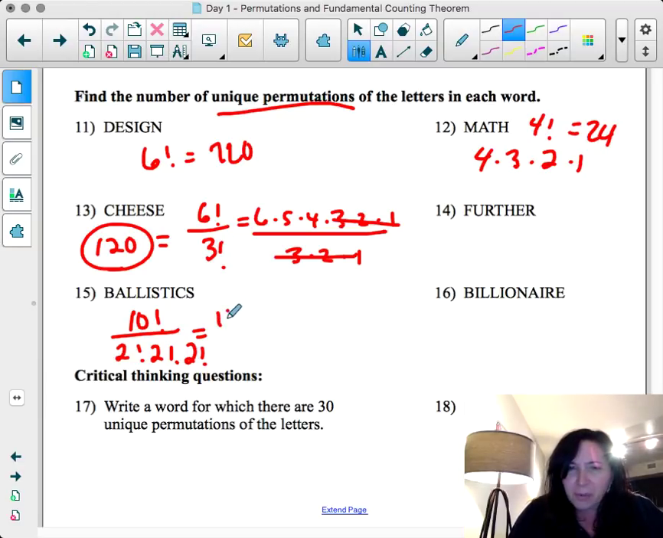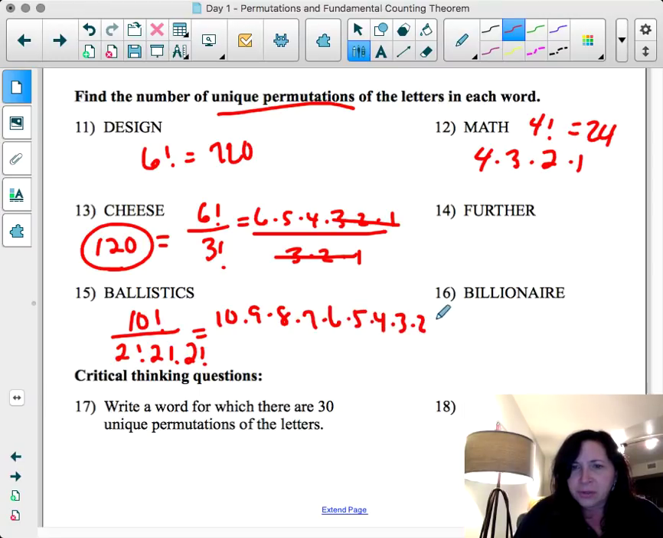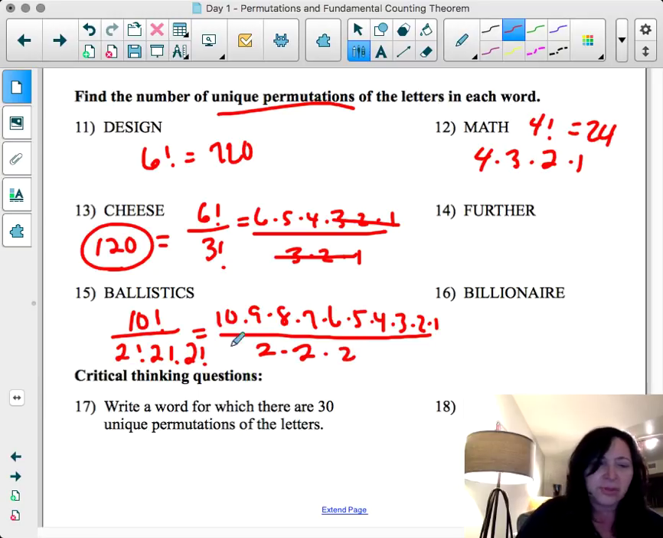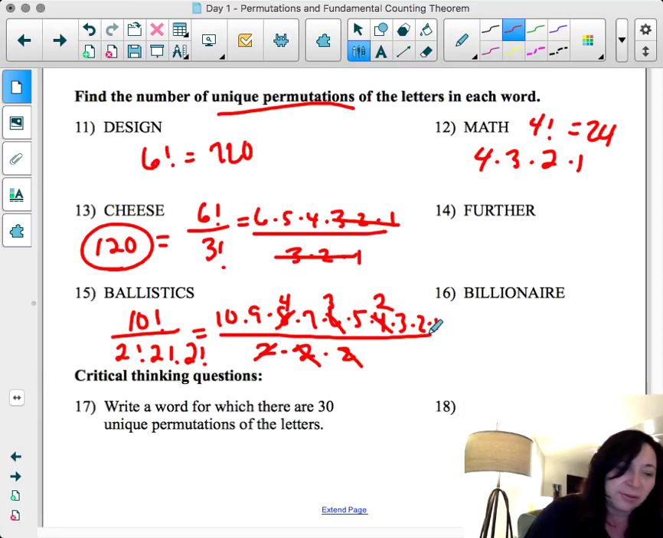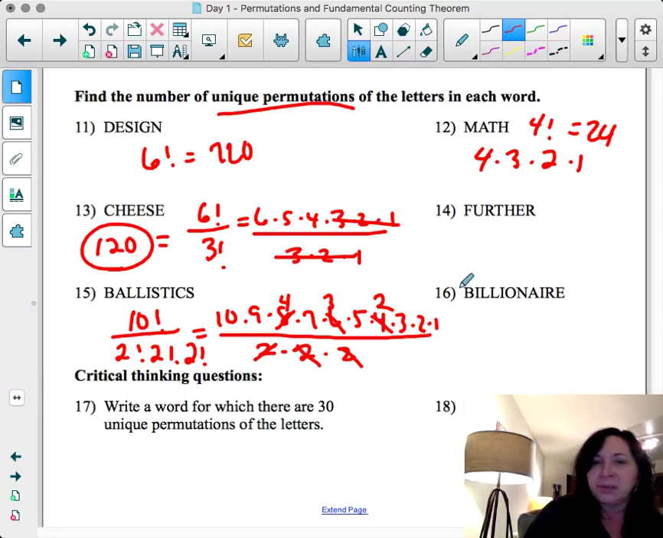So, I mean, there's a couple ways to do that, but if you don't have a calculator, 5, 4, 3, 2, 1. There's a couple different ways you could do it, and you can just knock off the 2's here. So you can do 2 goes into 8 4 times, 2 goes into 6 3 times, 2 goes into 4 twice. So you've got 10 times 9 times 4 times 7 times 3 times 5 times 2 times 3 times 2 times 1. That's a large number. I'll get you the answer in a minute.